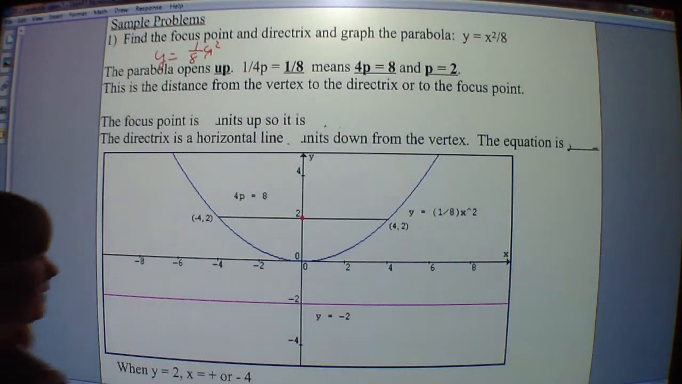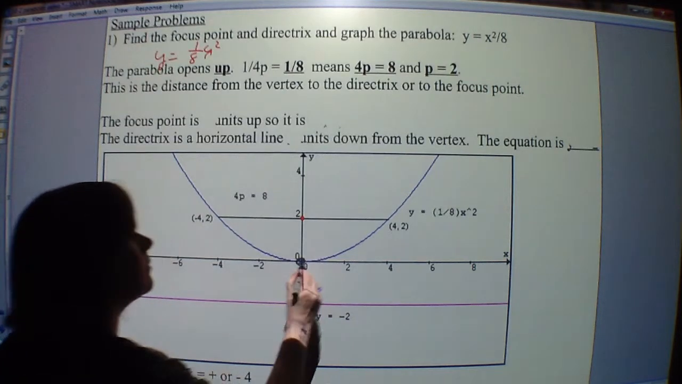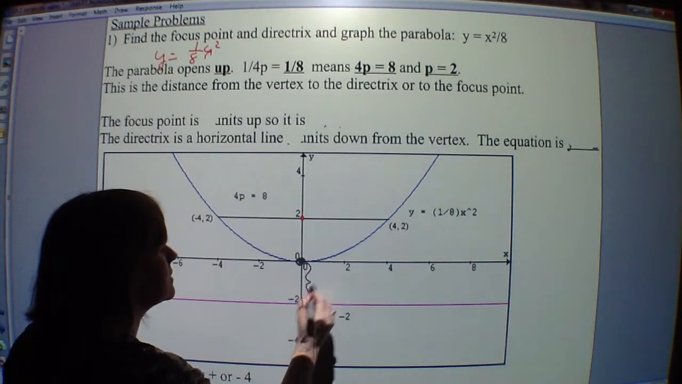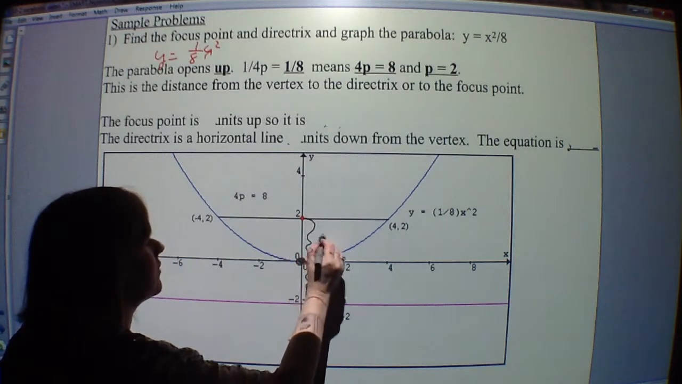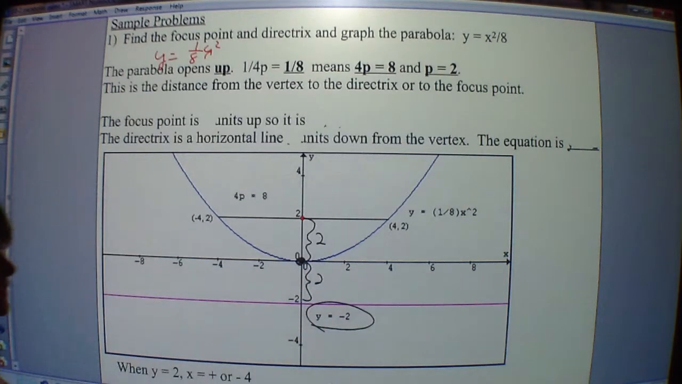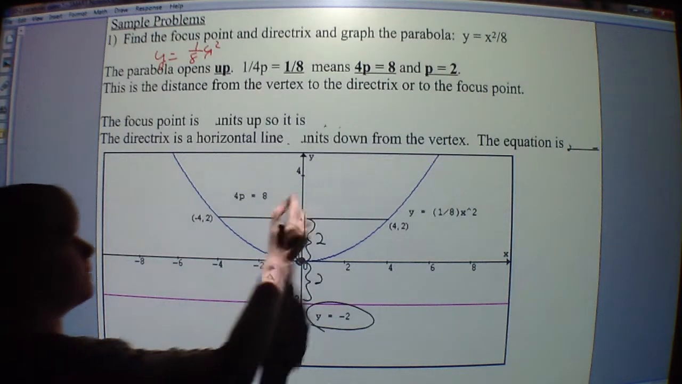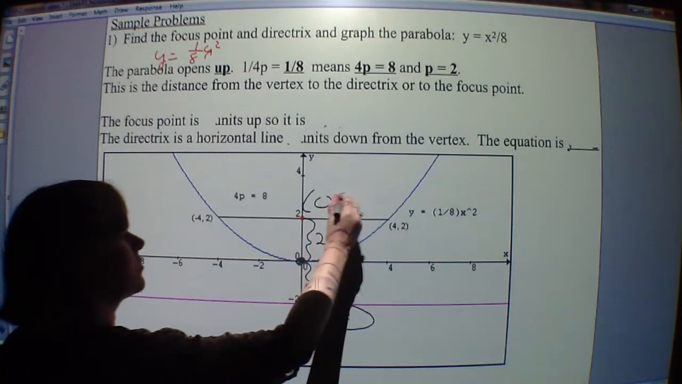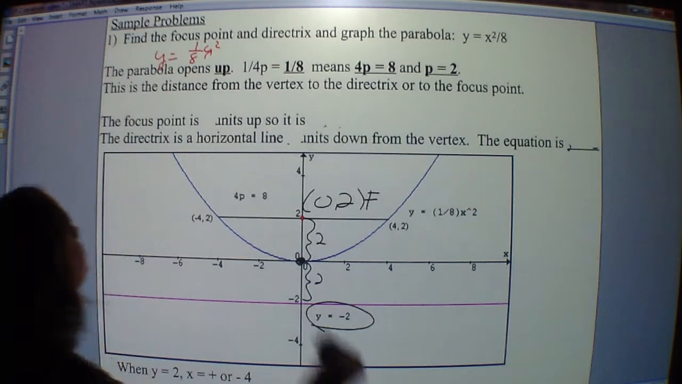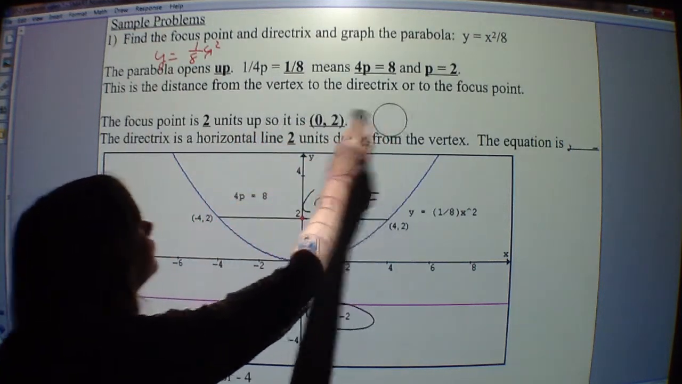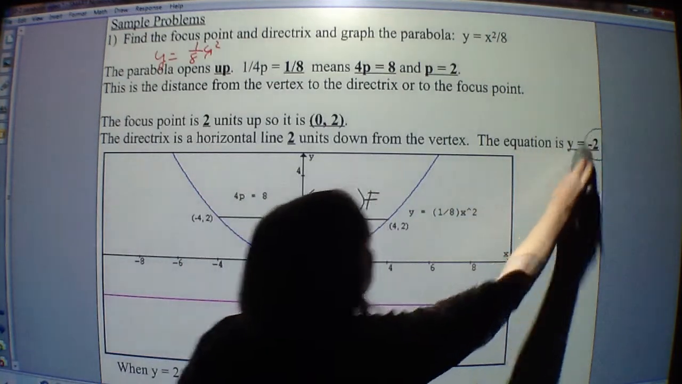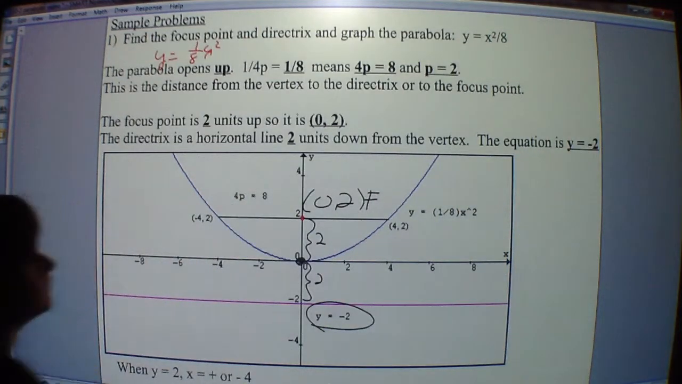So I know right now that my vertex is (0, 0). It opens upward because it's positive. From here to here is the distance 2. Here to there is the distance 2. So down 2 gives me the line y equals negative 2 for my directrix. Up 2 gives me the focus point of (0, 2). So the focus point is 2 units up, so it's (0, 2). The directrix is a horizontal line 2 units down, so the equation is y equals negative 2.